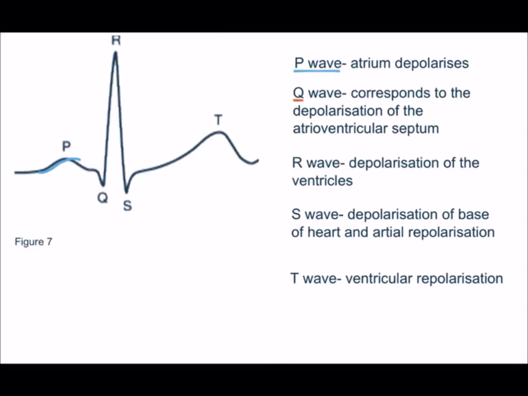The Q wave corresponds to the depolarization of the atrioventricular septum. The R wave corresponds to the depolarization of the ventricles, and the S wave is the depolarization of the apex of the heart and also atrial repolarization. Lastly, we have the T wave, which represents the ventricular repolarization.